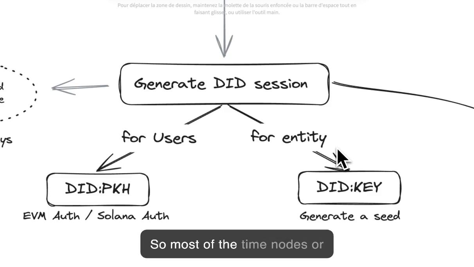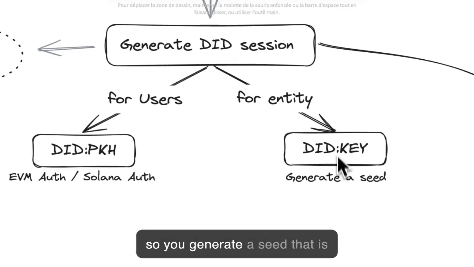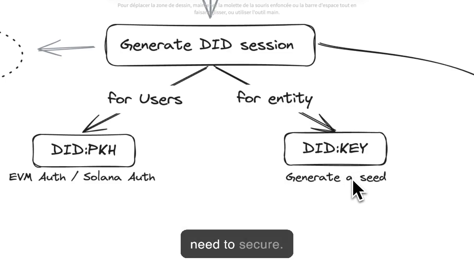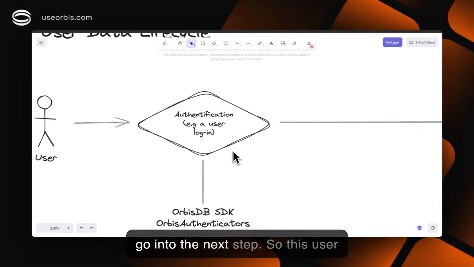The second option is about the entity. So most of the time, nodes or organizations create a did:key in order to generate actions in the network that are not really attached to a specific user, but much more attached to, as I said, an entity. And so you generate a seed that is linked to this did:key that you need to secure. So as soon as you have that, you can go into the next step.